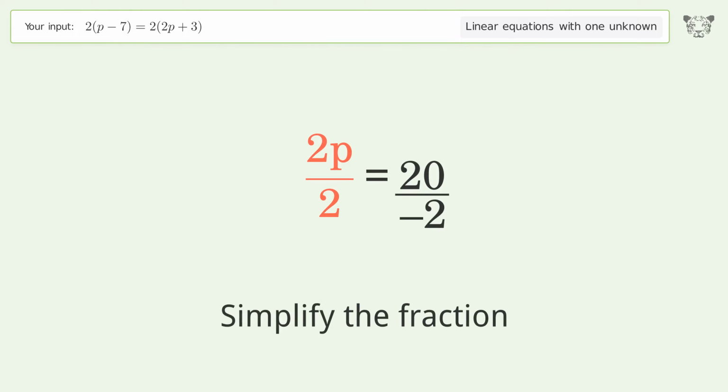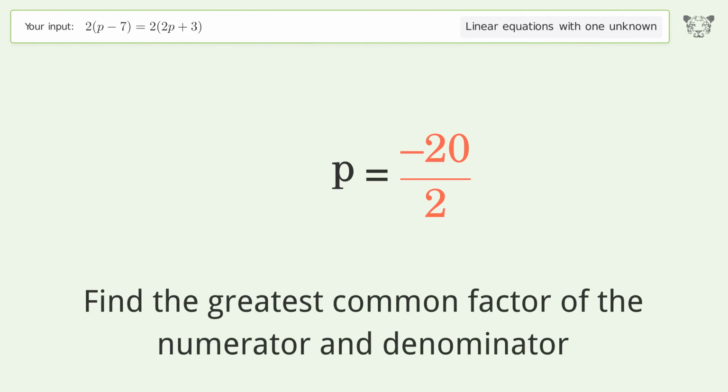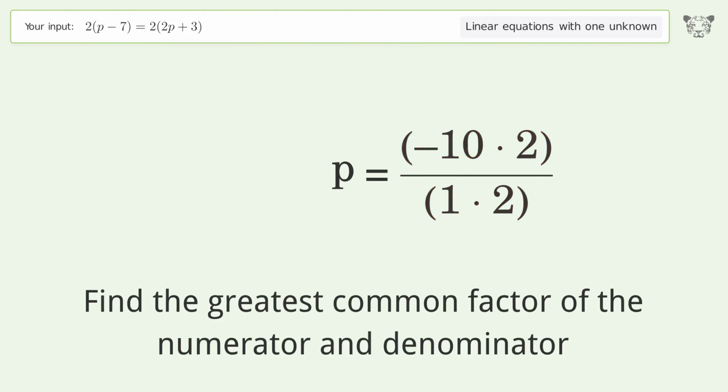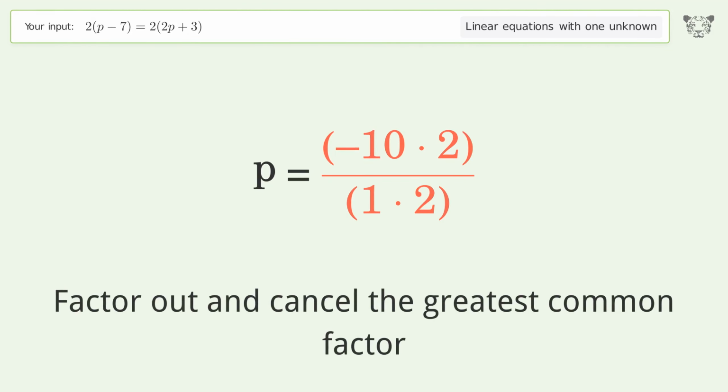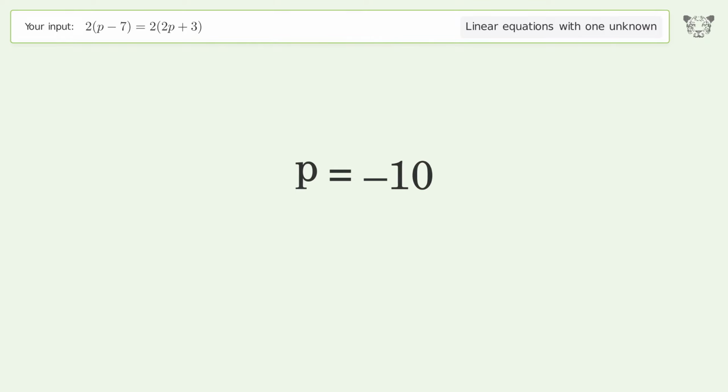Simplify the fraction. Move the negative sign from the denominator to the numerator. Find the greatest common factor of the numerator and denominator. Factor out and cancel the greatest common factor. And so the final result is p equals -10.